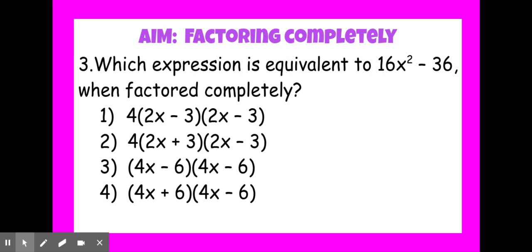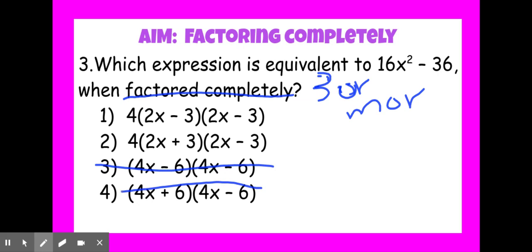Now this one says, which expression is equivalent to 16x squared minus 36 when factored completely. Now that should mean 3 or more factors. That is the big thing I kept saying. So if you look, these 2 have to be eliminated right away because there's only 2. Now think about it. There's a greatest common factor of 2 between 4x and 6 in 4x minus 6, 4 times 6 and 4 times. So you definitely didn't factor it completely.